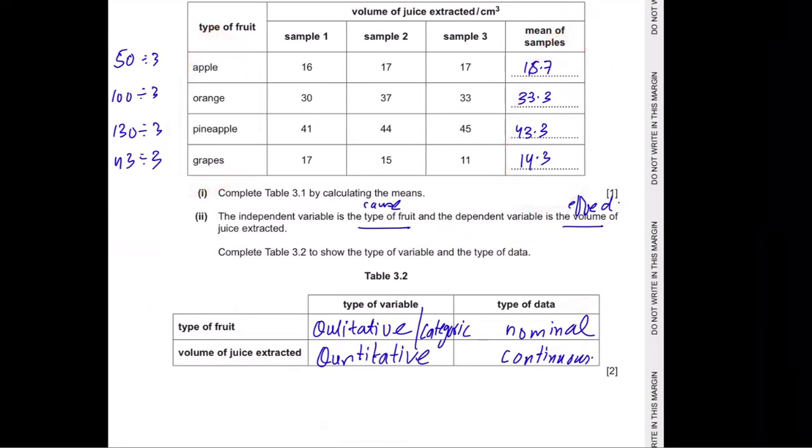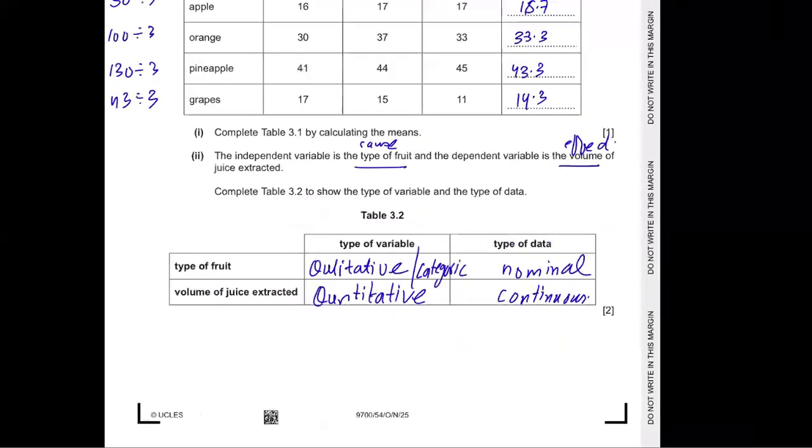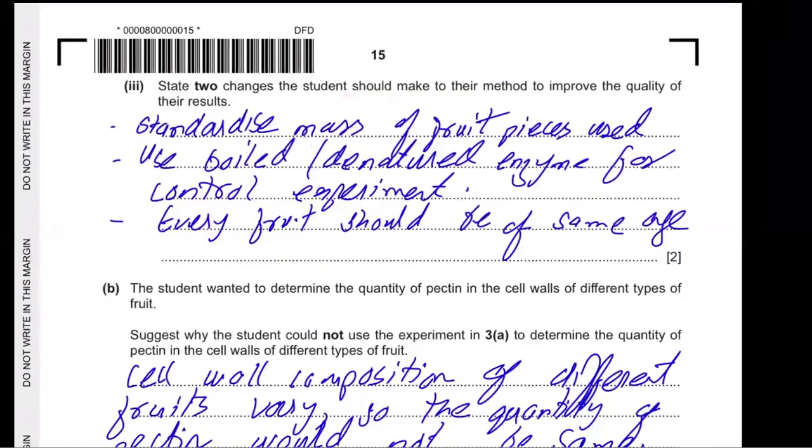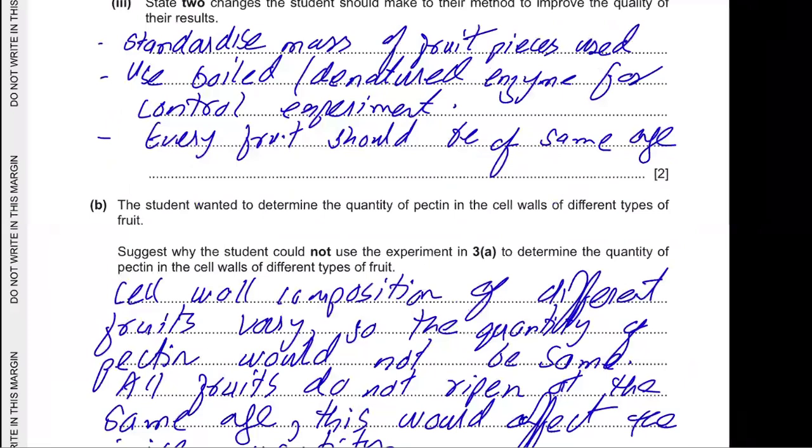What type of data are we getting? For type of fruit, it is nominal data. Nominal data is something that you cannot arrange in order. And volume of juice extracted is a continuous reading. So that's why we say the type of data is continuous. State 2 changes the student would make to their method to improve the quality of the result. They standardize the mass of the fruit pieces, use boiled denatured enzyme for the control. Every fruit should be of the same age. This will be standardizing our whole protocol.